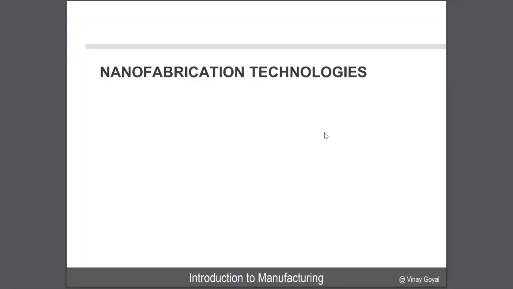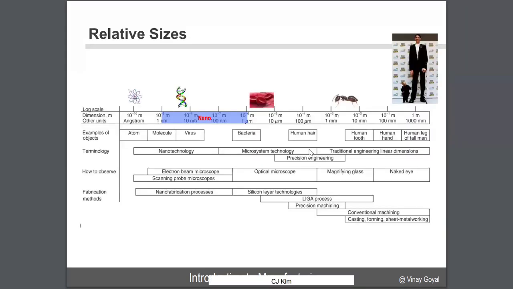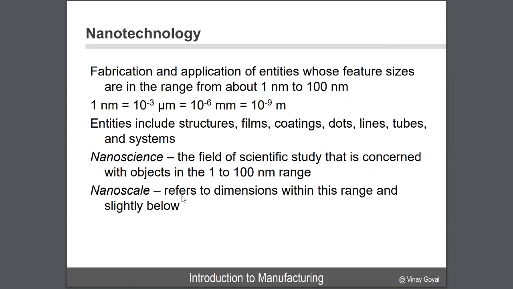Nanofabrication technology is going even smaller than MEMS fabrication or microfabrication technologies. So now when I look at the relative sizes, we're looking at 10 to the minus 9, 10 to the minus 7 type nanometers, right? So very small sizes. So where do we apply this and what kind of feature sizes are we talking about?